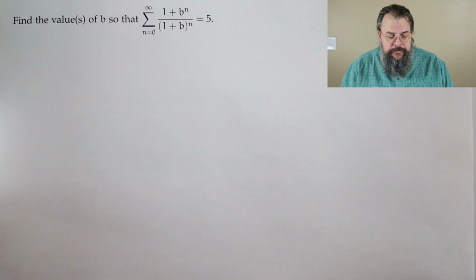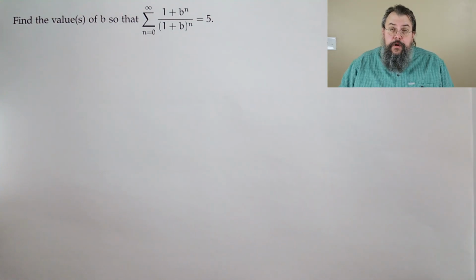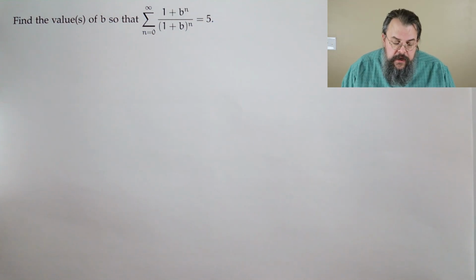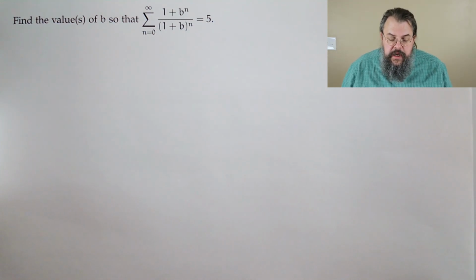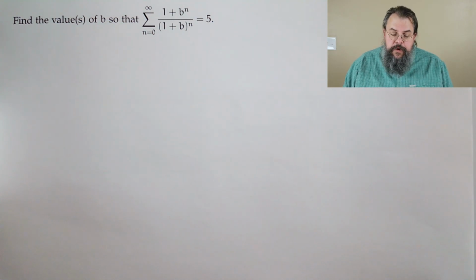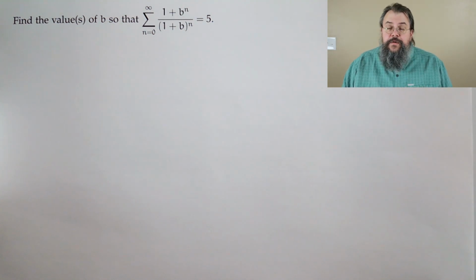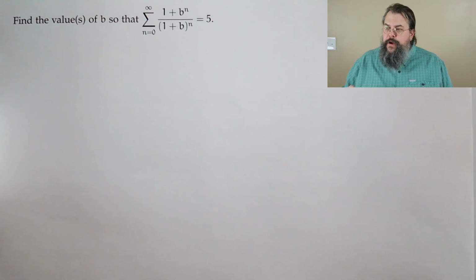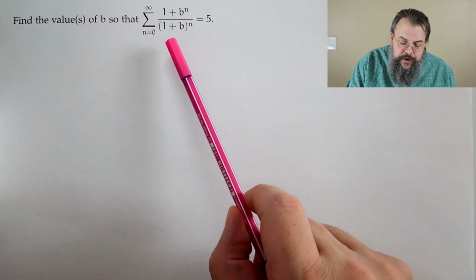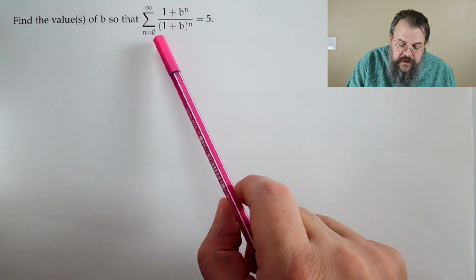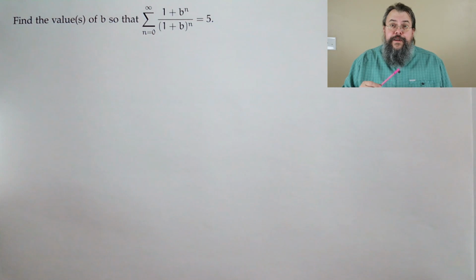So, next problem. Find the value, or possibly values, of b so that when we sum from 0 to infinity of 1 plus b to the power n divided by 1 plus b to the power n, we get 5. Now you might say, wait, you said the same thing on top and bottom. You're right, except I didn't talk about parentheses. So the difference between the top and bottom is there's parentheses added. Does that matter? Oh, it matters a lot.